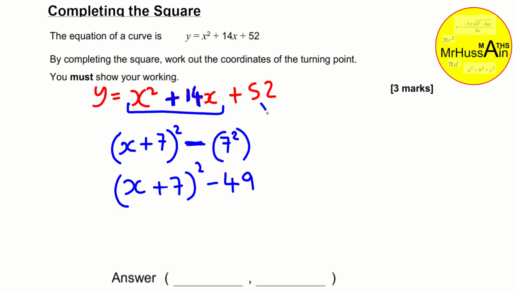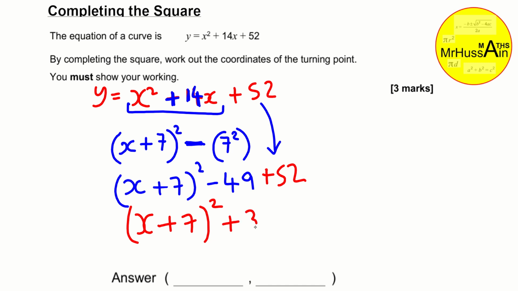But don't forget, you had the plus 52. Carry it down and tidy that up. Minus 49 plus 52 is positive 3. Now you've completed the square, you probably will get 2 out of 3.